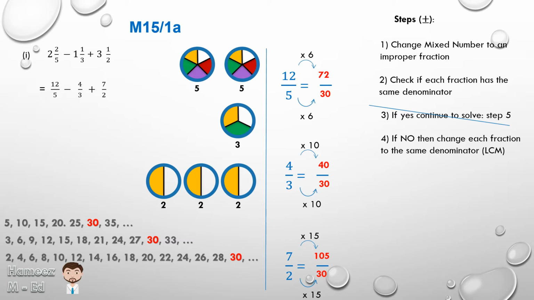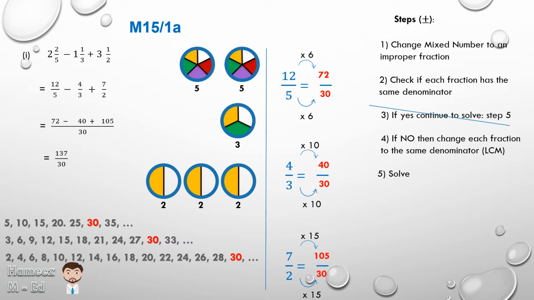As such, the second line where we had 12 over 5 minus 4/3 plus 7 over 2, we can now rewrite it with one common denominator for all of them, being 30. So that gives us 72 minus 40 plus 105. Notice we still try to write them vertically downwards, one under the other. Now we can solve this. 72 minus 40 is equal to 32. 32 plus 105 is equal to 137. So our solution will be 137 over 30.